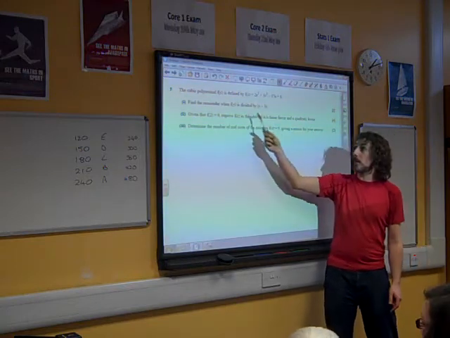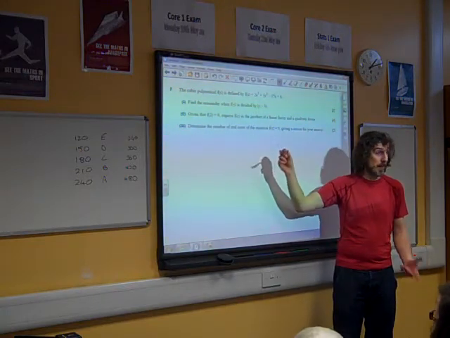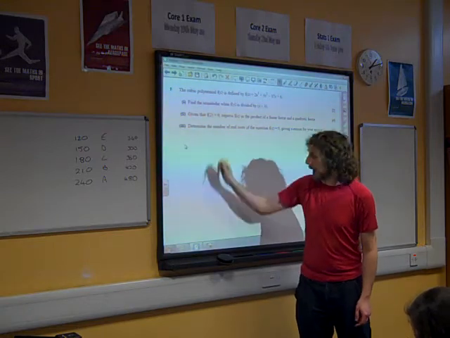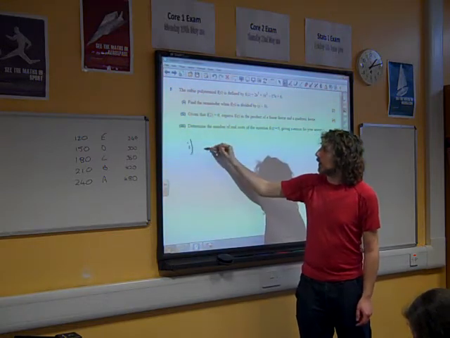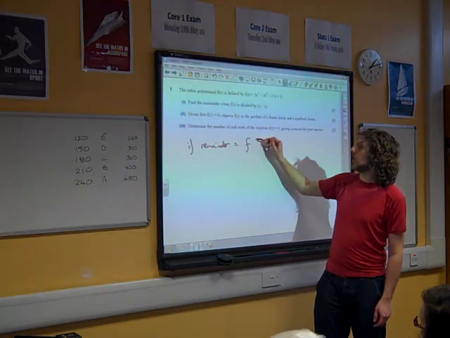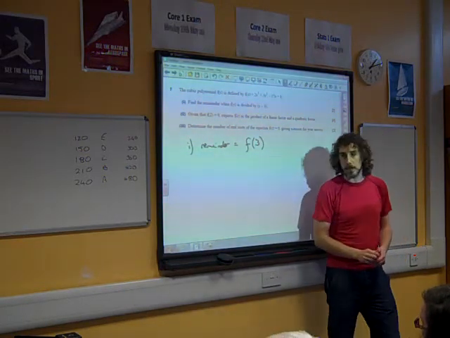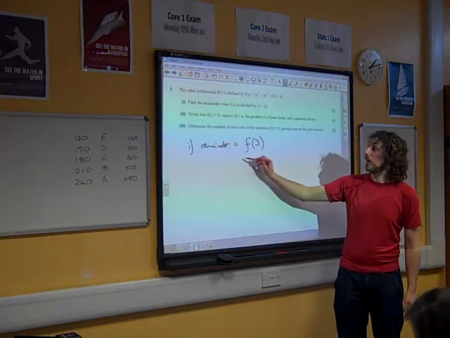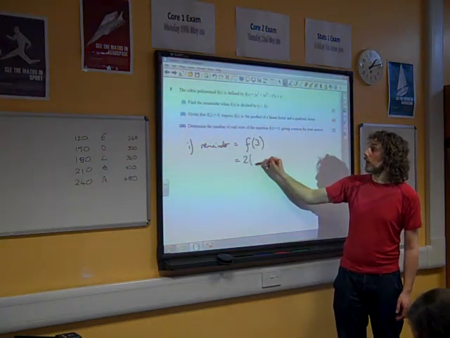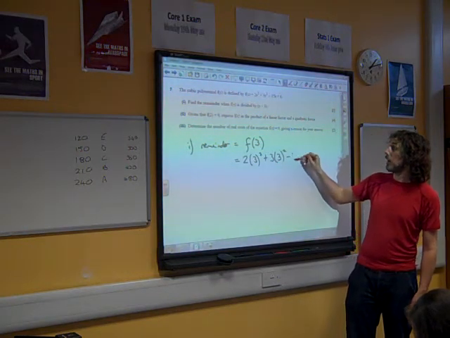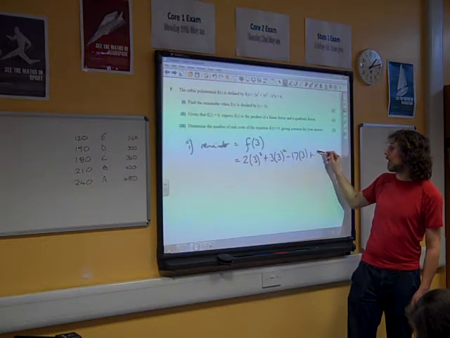All that we want is to find the remainder, and that's the remainder theorem that we just wrote down. So to do that, the remainder would be what you get if you sub 3 into the function. So it's just f of 3. That's all there is to it. So we put 3 in, 2 lots of 3 cubed, plus 3 times 3 squared, minus 17 times 3 plus 6.